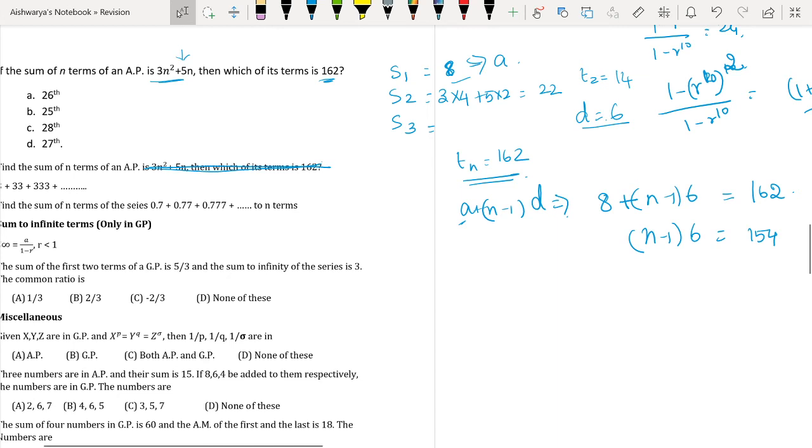We are not getting a round number, so I think there's some mistake with this value. Let us just check that. Okay, we'll just leave it for the time being now. Let's go to the next question.